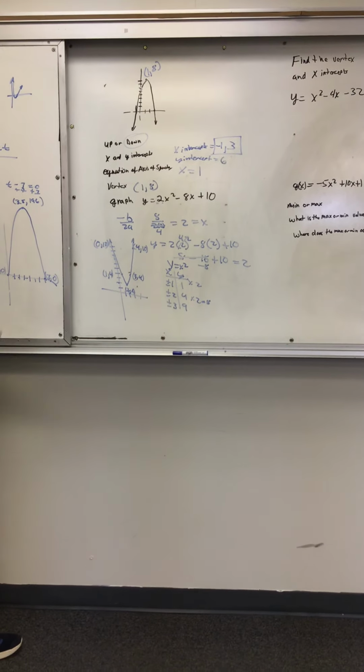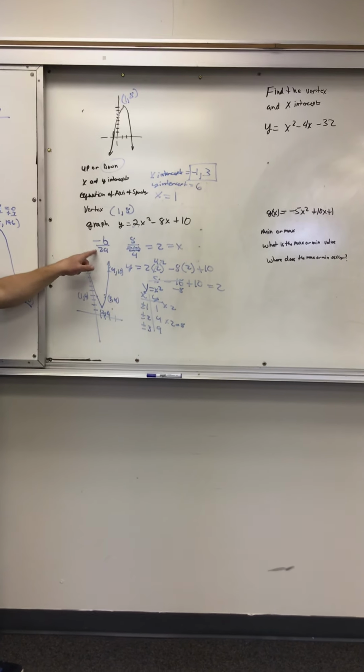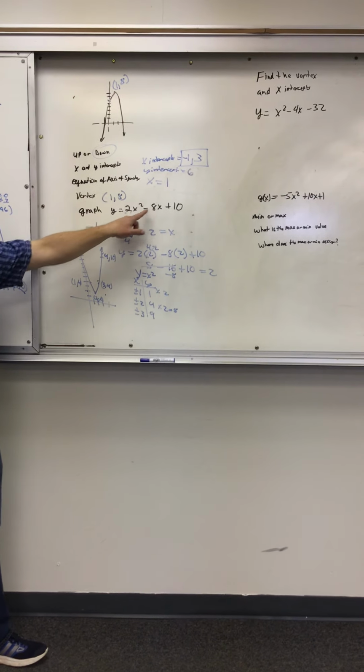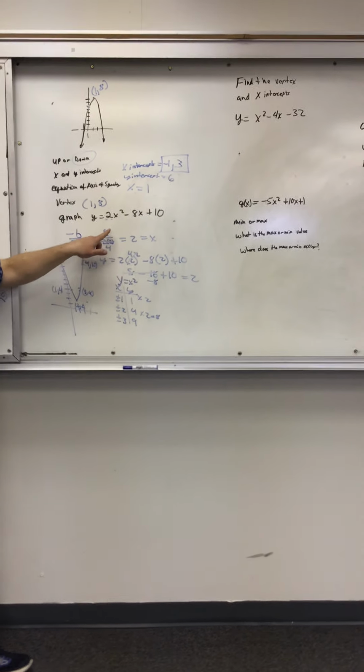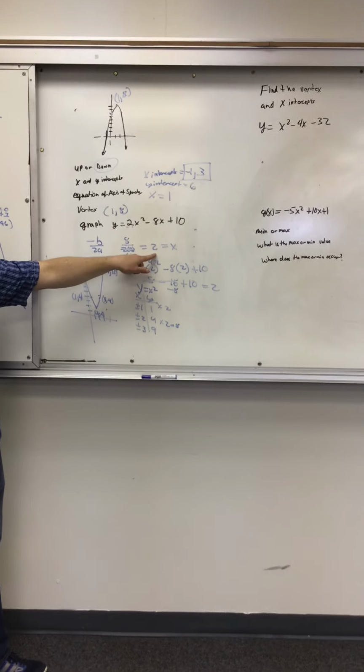So again, let me review that one. That was a hard one. To graph this, you have to do negative b over 2a to get the x coordinate. So the opposite of negative 8 is 8. Over 2 times 2 is 4. That's how we get that 2.